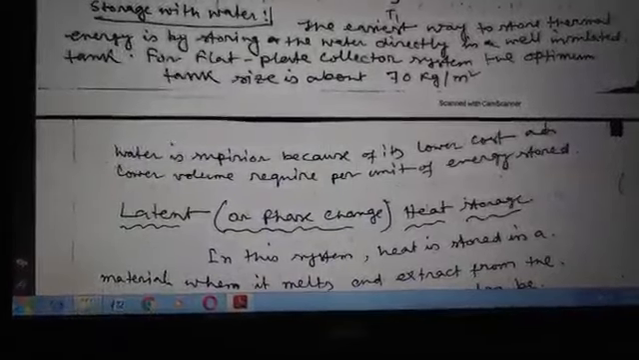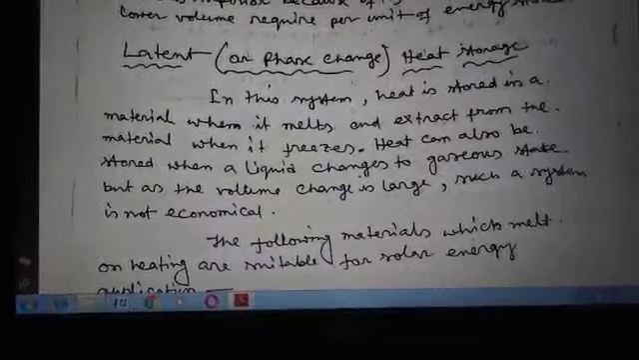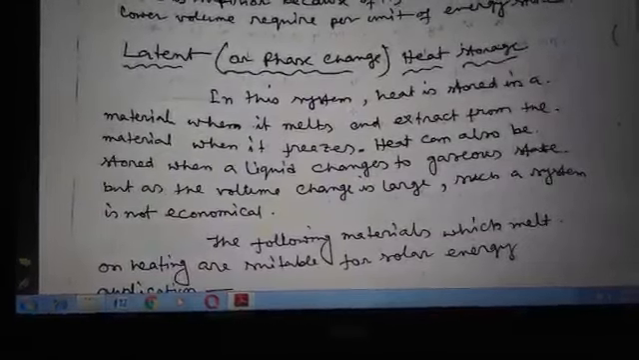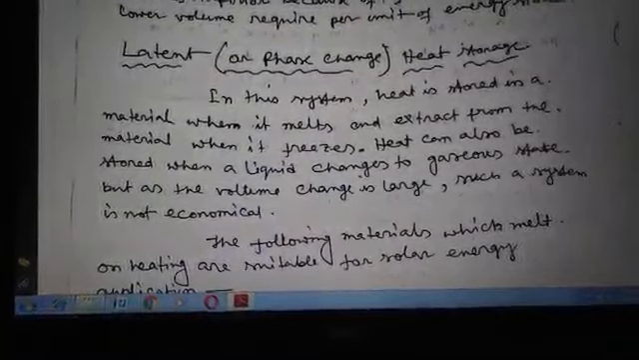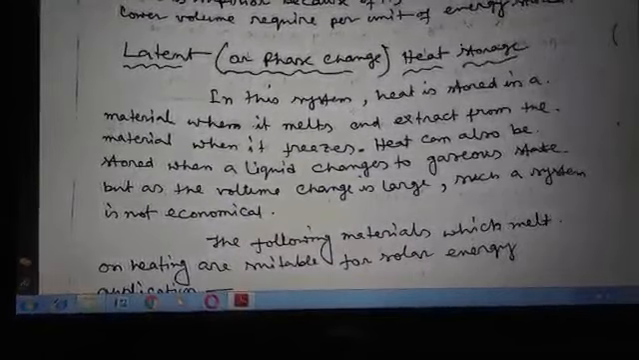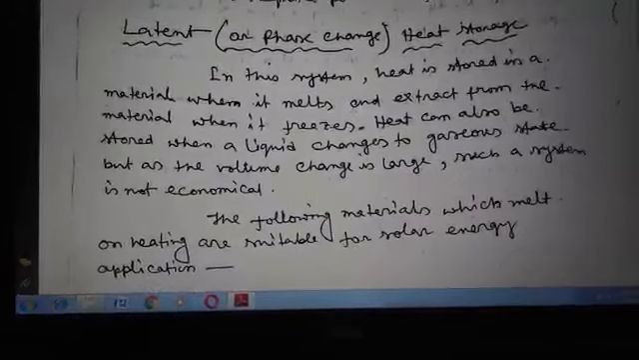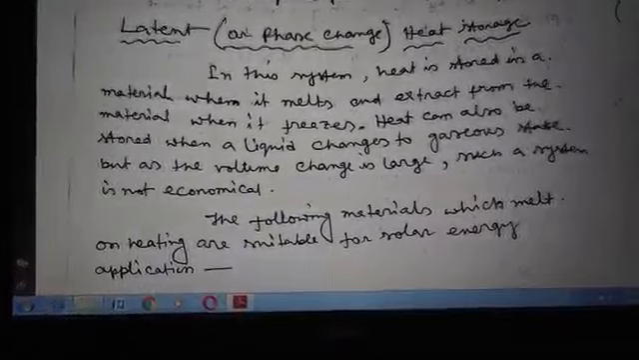Now, the latent heat storage system or phase change. In this system, heat is stored in a material when it melts and extracted from the material when it freezes. Heat can also be stored when a liquid changes to gaseous state. But as the volume change is large, such a system is not economical. So this system is not economical due to the volume changes. The following are materials which melt on heating and are suitable for solar energy operation.